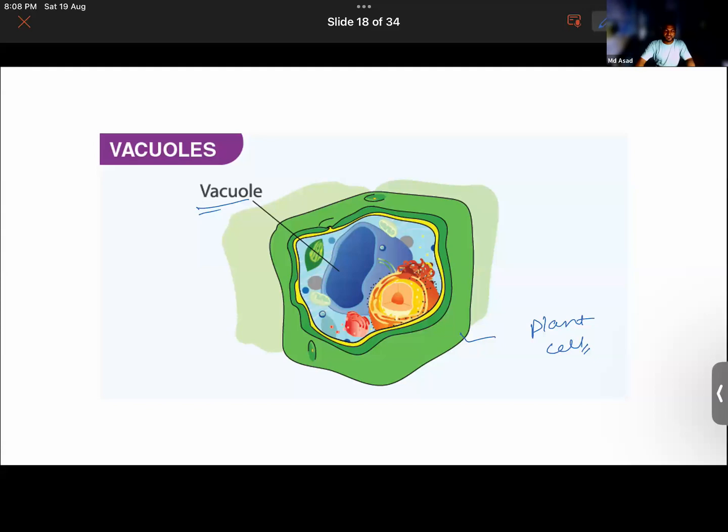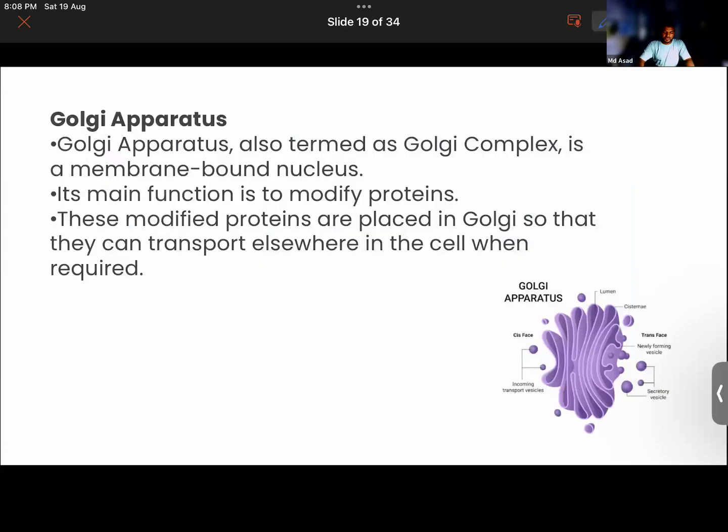That is about it. Just remember its function. It serves as storage bubbles. It can store food, it can store different amounts of nutrients in it, and it also provides rigidity and strength to the plant cells. And the size is larger in plant cells while it's smaller and fewer in animal cells. Getting it? Then we come to another body present inside the cell, that is called the Golgi apparatus.